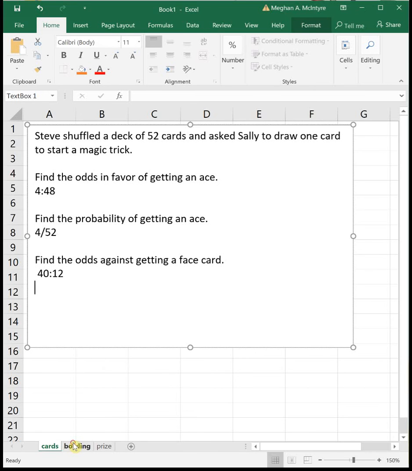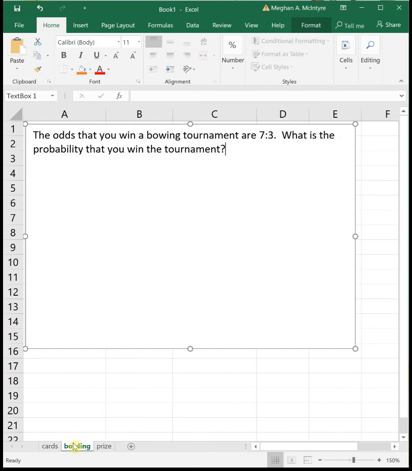All right, next example. The odds that you win a bowling tournament are 7 to 3. What is the probability that you win the tournament? So this one's going to take us from odds notation to probability notation. In this case, this tells us the odds that we win is 7. So there's 7 ways to win versus 3, which tells us there's 3 ways to lose. So that tells us there's 10 total possibilities.